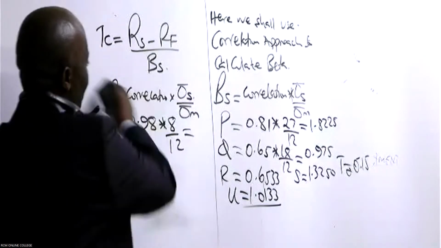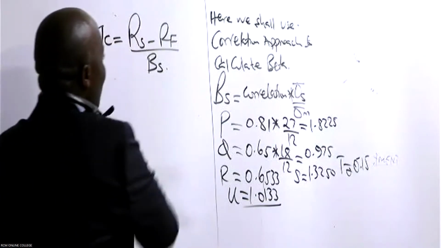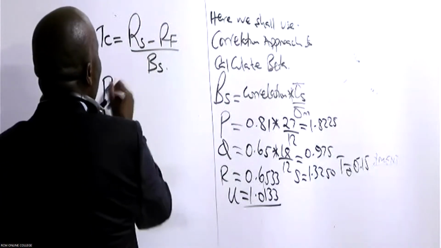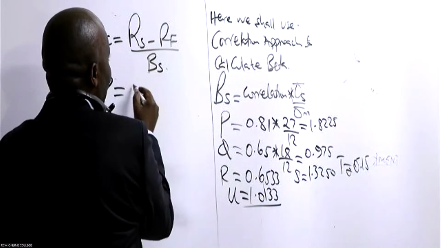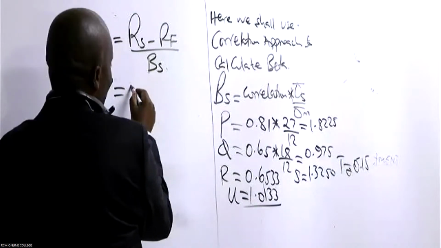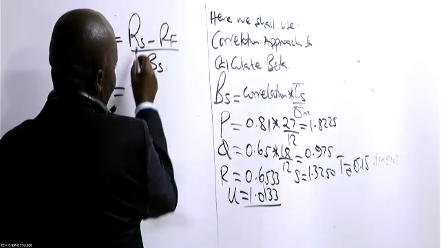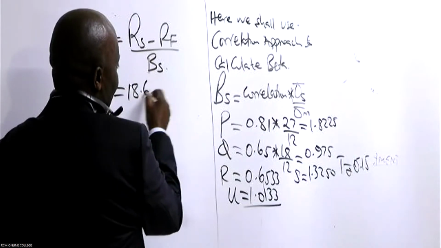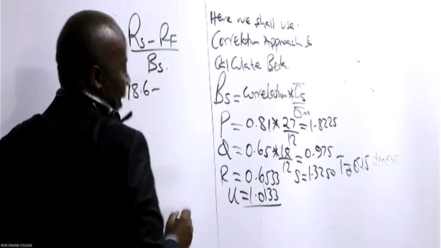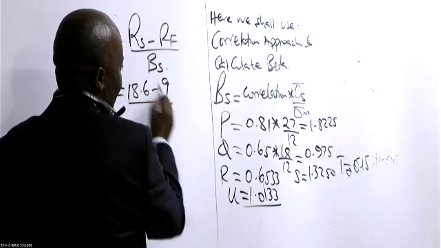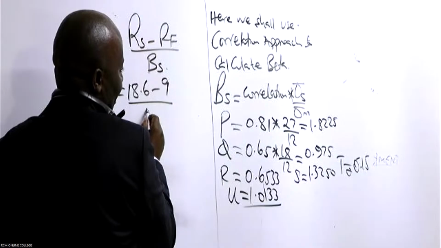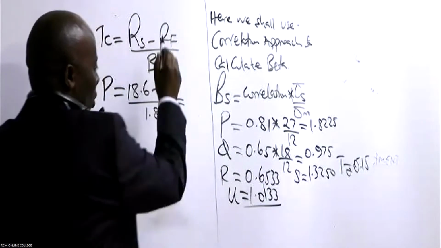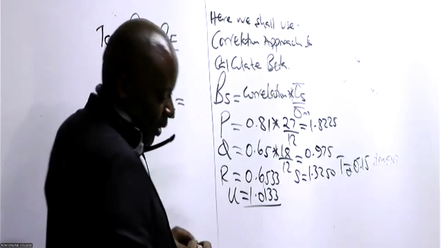Now we are getting the TCs, the Treynor's coefficients. So I would want you to give me for P. Are you able to see the average returns of P? 18.6. How about risk-free? 9, eh? How about beta for P? 1.8225.